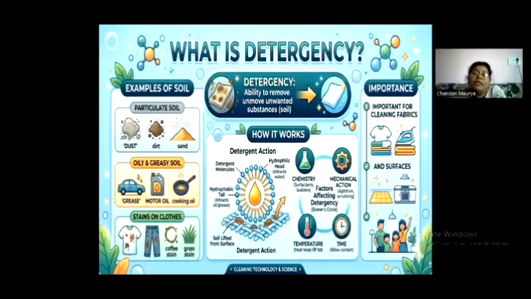Now the question is, what is detergency? Detergency is the ability to remove unwanted substances, termed soils, from a substrate, for example, clothing.